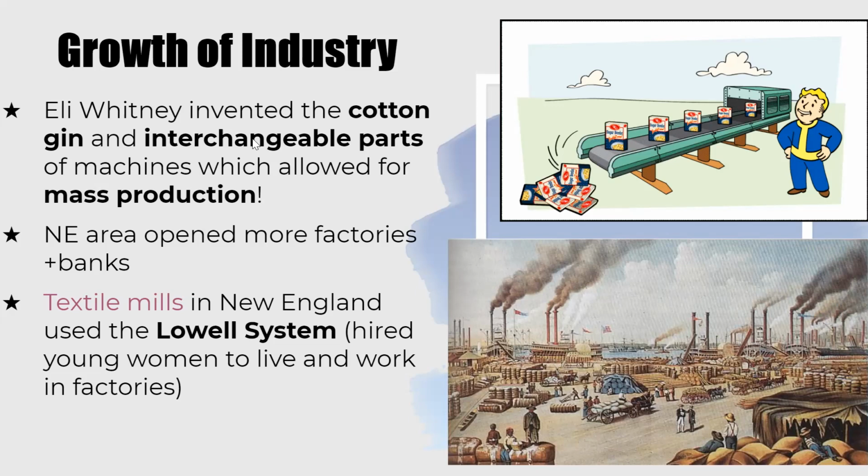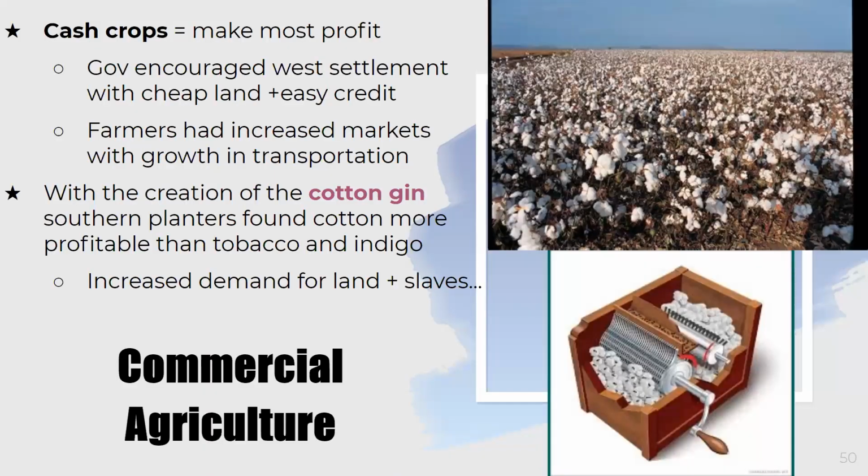But the Lowell system is a good example of how businesses adapt to the change in this technology in order to meet the rising demand. The Lowell system was a system where they had young unmarried women live and work simultaneously in the factory to save costs and encourage more production.